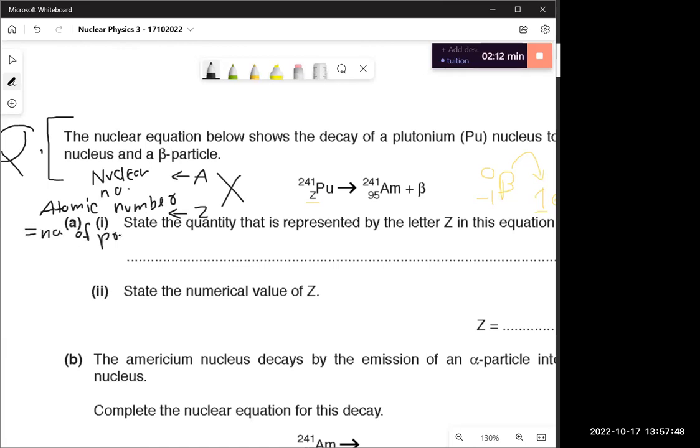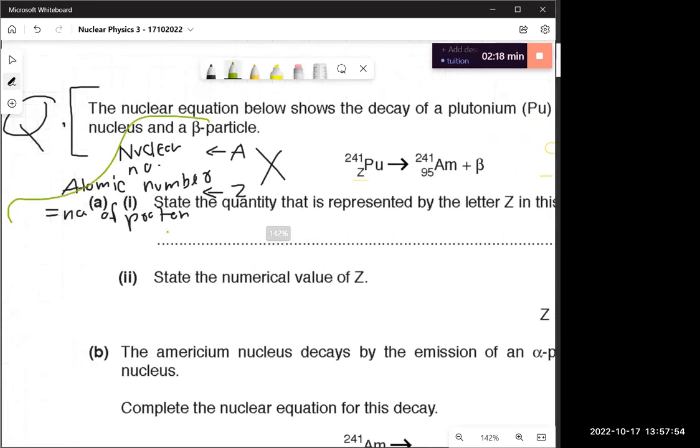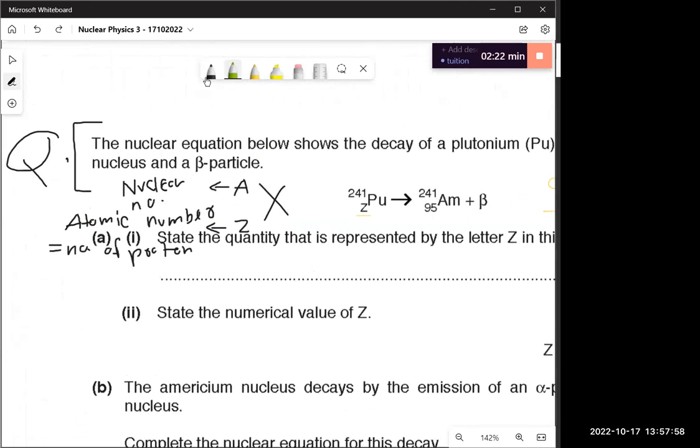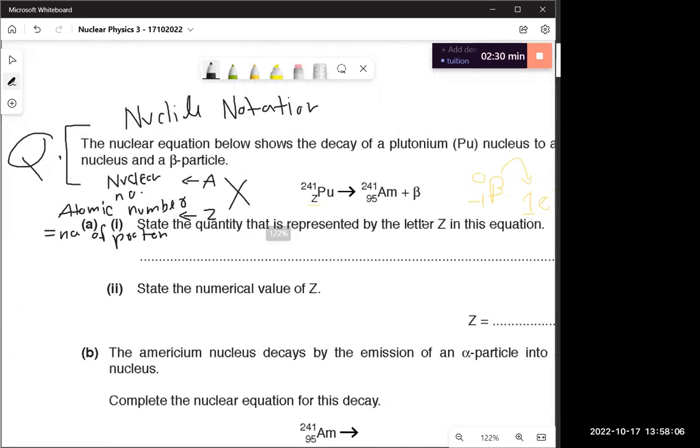So in this, what are we going to write? In this answer, please write this whole thing in your notebook. This is called the nuclide notation. You have to know this. And the answer for this question, letter Z, is atomic number. Letter Z here means atomic number, as we know.